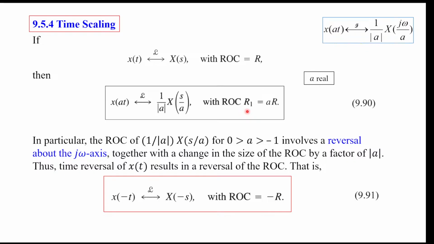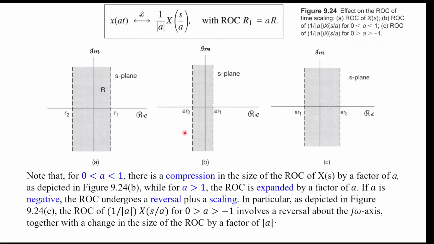So we can think about different cases for a. a can be positive or negative, and we can think about whether the absolute value of a is greater than 1 or less than 1. And whether a is positive or negative means whether the ROC flips left or right. So here we have some examples. We have a starting ROC from R1 to R2, and then we'll change to aR2 and aR1.